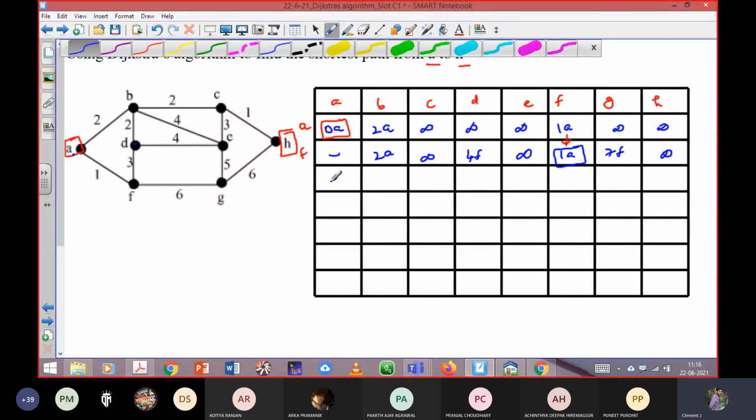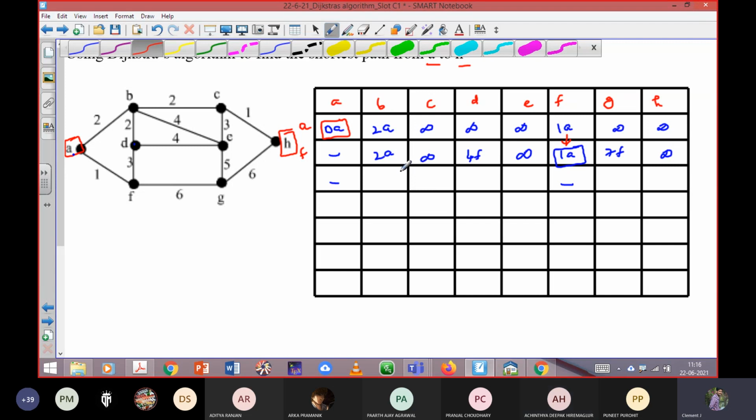Before checking out the minimum value, I can put the dash, so retain the dash here. This is already boxed. That also should be a dash because that vertex has already been traveled. Now I need to choose another new vertex. Can you guess which one can come?